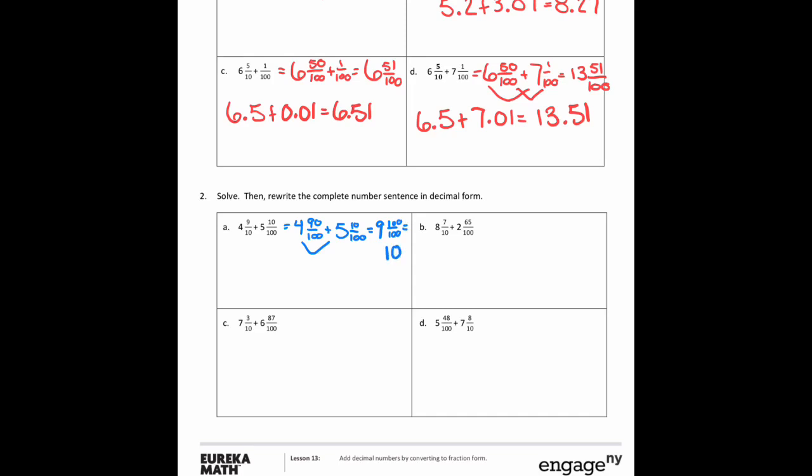So in decimal form, this would be 4.9 plus 5.10 for the 10 hundredths, which would result in 10.